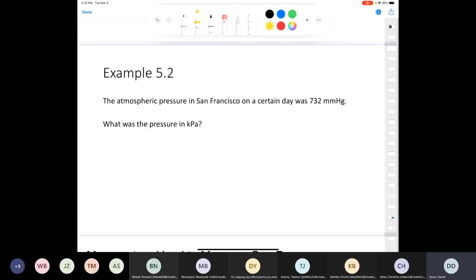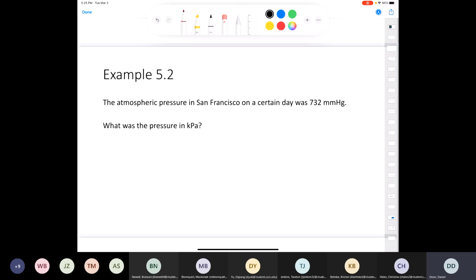You can see how, again, this would lend itself to a multiple choice question for your next exam very easily. It says the atmospheric pressure in San Fran on a certain day was 732 millimeters of mercury. What's the pressure in kilopascals? Well, let's start out. We've got 732 millimeters of mercury. We need to multiply this by some kind of conversion factor that's got millimeters of mercury in the denominator, kilopascals in the numerator, right?